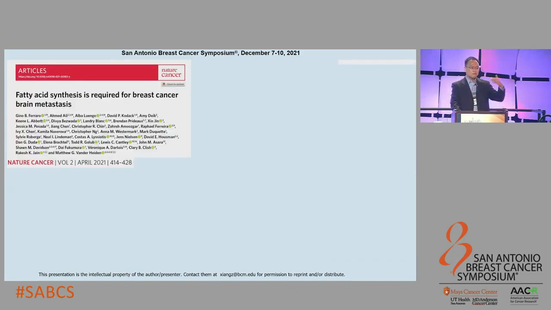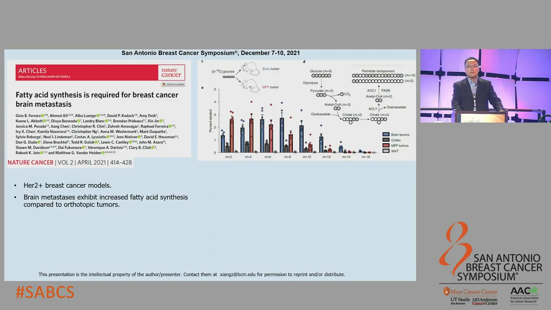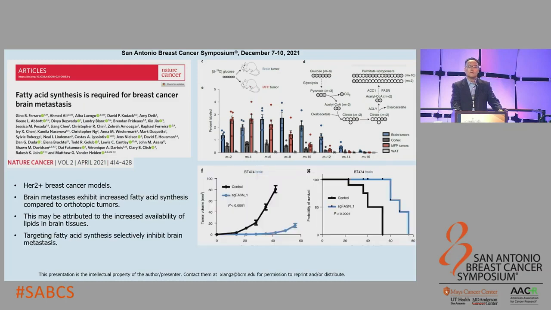So let's go even further to the metastasis step. Dr. Matthew Vander Heiden's lab demonstrated that in brain metastasis, there seemed to be a requirement for fatty acid synthesis. They used HER2-positive breast cancer models, and in brain metastases of these tumors, they discovered longer fatty acid chains. That suggests increased fatty acid synthesis activity. And this may be attributed to increased availability of lipids in brain tissue, a unique metabolic environment.